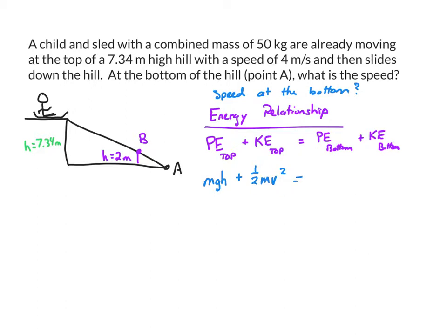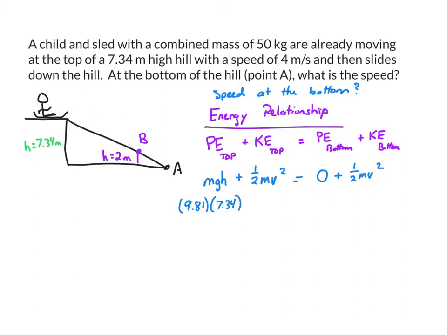The energy relationship breaks down as the potential energy plus the kinetic at the top is equal to the potential plus the kinetic at the bottom. Substituting in the values for the equation, we can use mgh for the gravitational potential energy plus 1/2 mv squared for the kinetic. Notice I put 0 in for the potential energy at the bottom because we're using that as the 0 reference spot, so there is no height at the bottom of the hill.